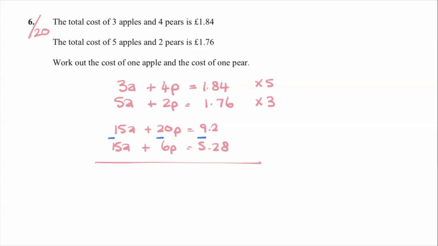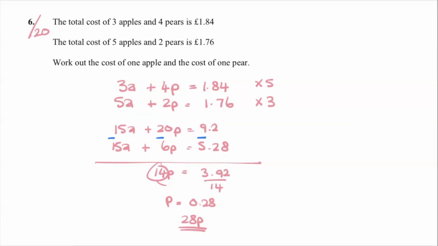Now, 15A take 15A means the A's have gone. That's the point of the method. We don't really want to be trying to work out 2 different letters at the same time. So my A's have vanished. I've now got 20p take 6p, which is 14p. That equals £3.92. I'm going to divide through by my 14 and work out that p is equal to 0.28 or 28 pence, because they do want our final answer in pence.